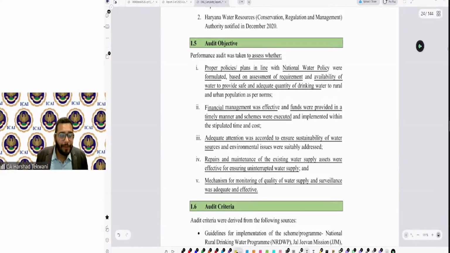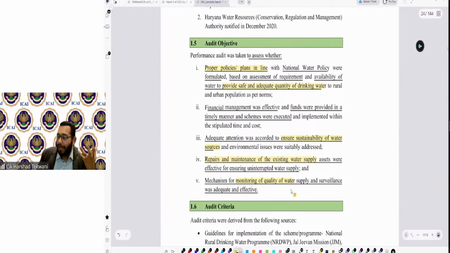But if you see the terms which are used over here, proper policies and plans are there or not to provide safe, adequate drinking water. Okay, whether the things are provided or not as per the plan or the policy. Ensure sustainability of the water sources. Repair and maintenance of the existing water supply. Monitoring of the quality of the water. So there are performance related things which are coming into the picture.